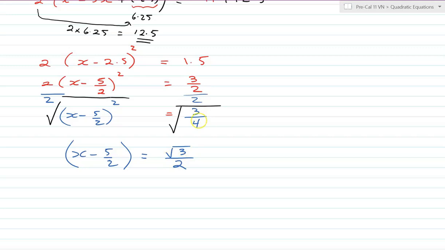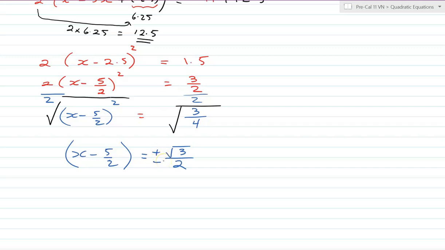The square root of 3 divided by 4 inside the radical, the 4 is a perfect square that can come out. Okay, that's what you will get. And don't forget one more thing. There are 2 possible answers, always positive or negative. Make sure you include that.